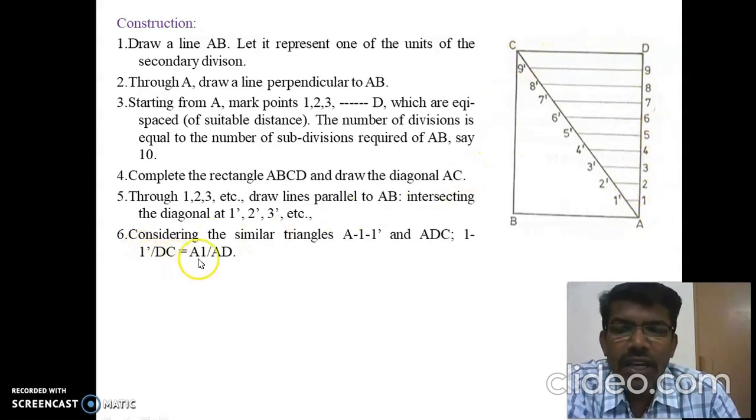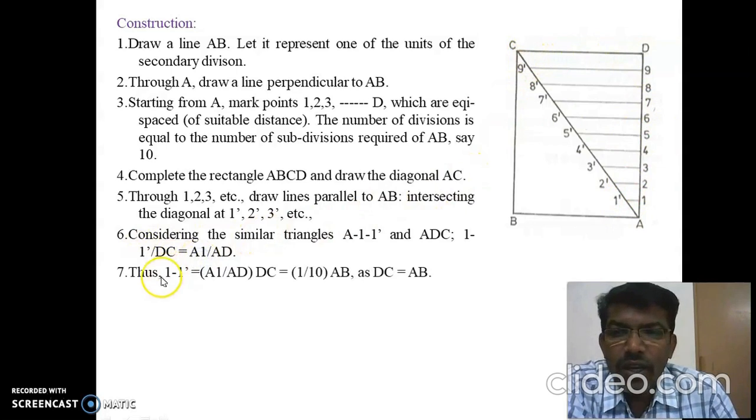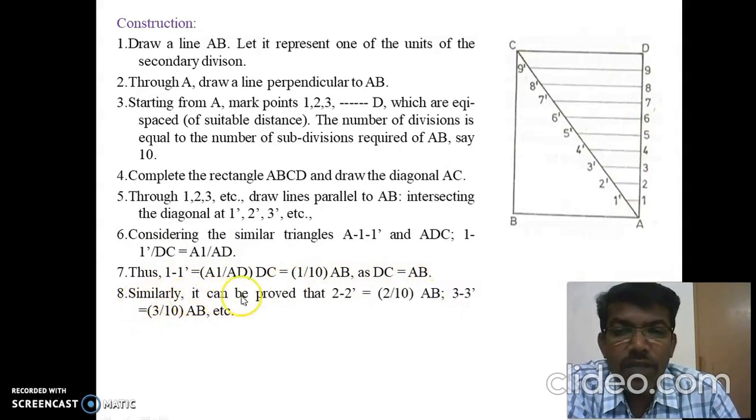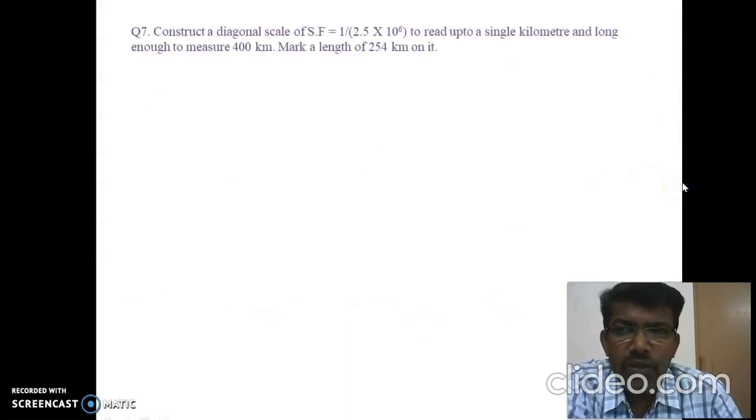Here this is clearly seen. Thus A1 1 dash is equal to A1 by AD into DC, that is equal to 1/10 of AB, as DC is equal to AB. Similarly it is proved for 2 dash consequently. Like that you are going to define the diagonal scale. So now let us construct it.